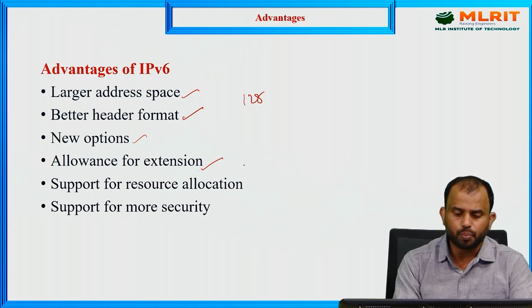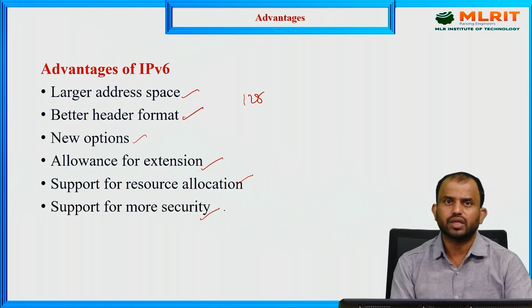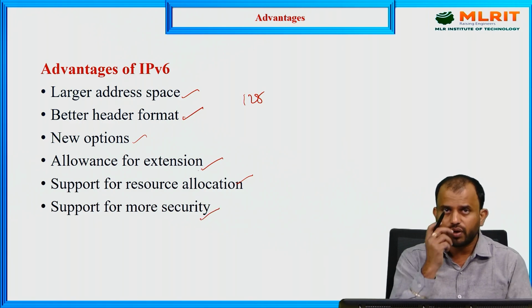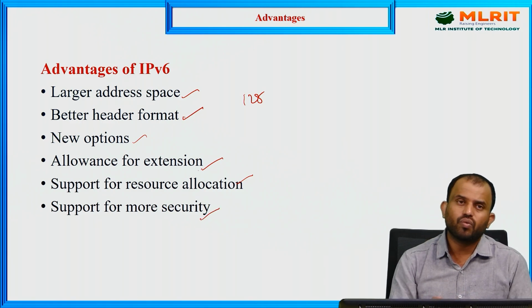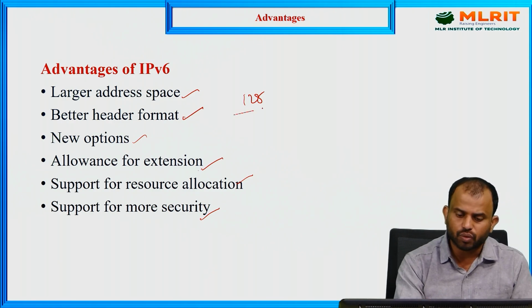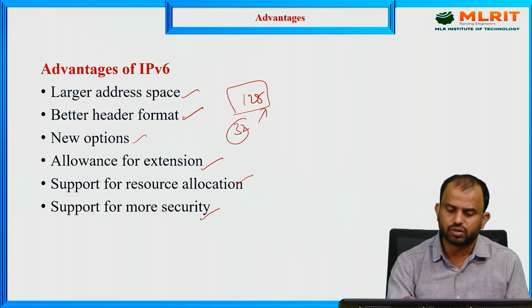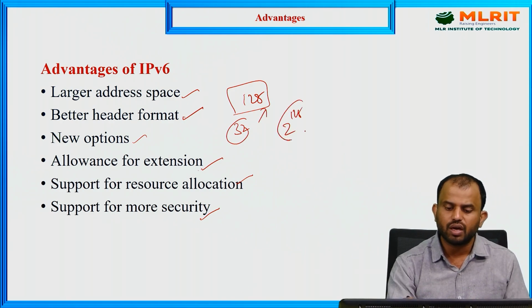And there is support for resource allocation and it is in a more secure manner, because when we use hexadecimal, that should be a very secure manner. And when we assign this 128 bit range compared to the 32 bit range, we are able to accommodate n number of persons easily, because the header length value is much higher.